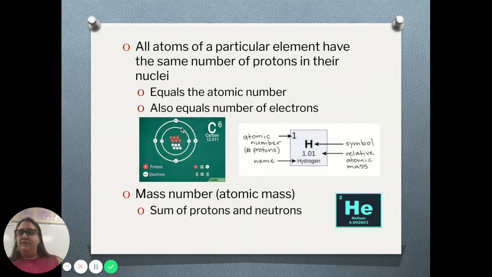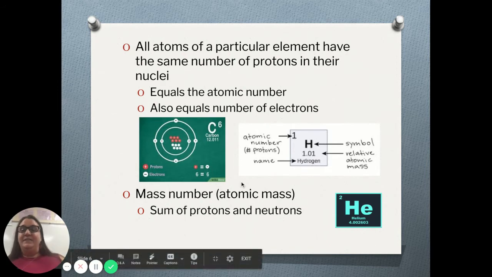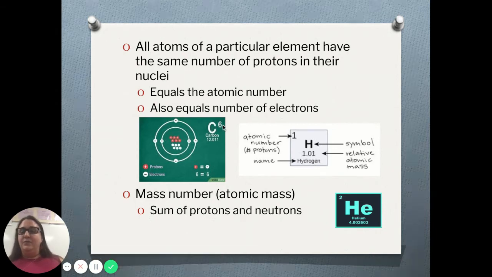So if we look at this description here, carbon is, sorry about that. The atomic number up here, so carbon is 6, is going to equal the number of protons inside of that nucleus. It's also going to equal the number of electrons. So carbon has 6 electrons orbiting around it.